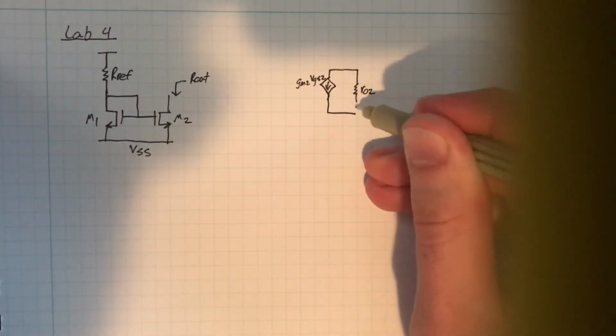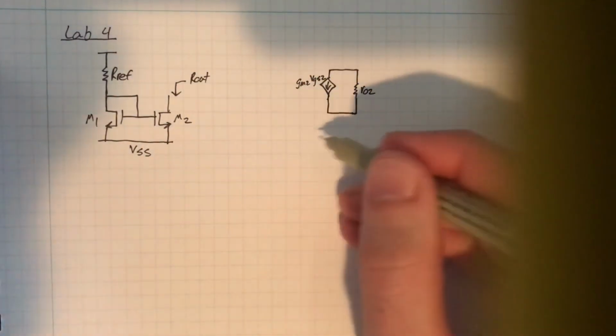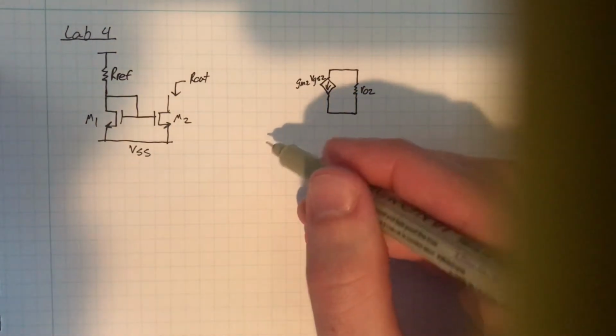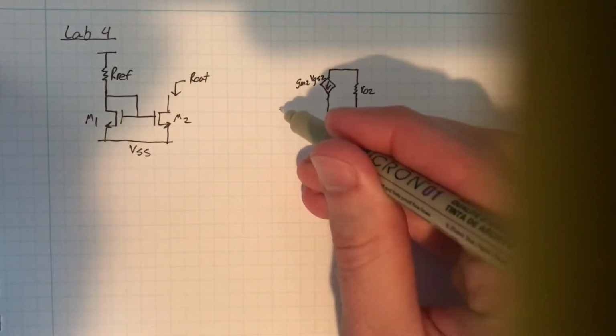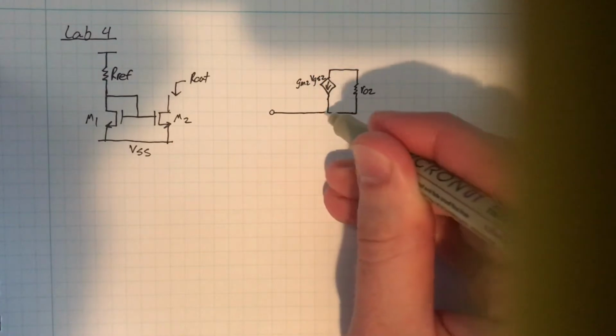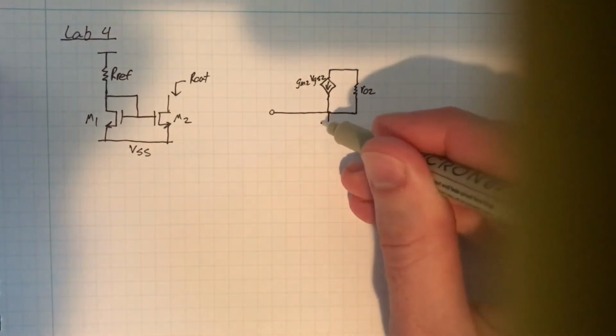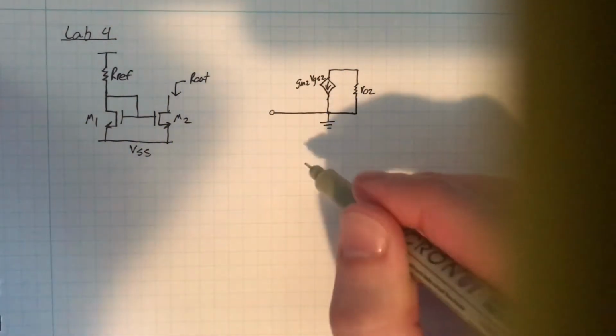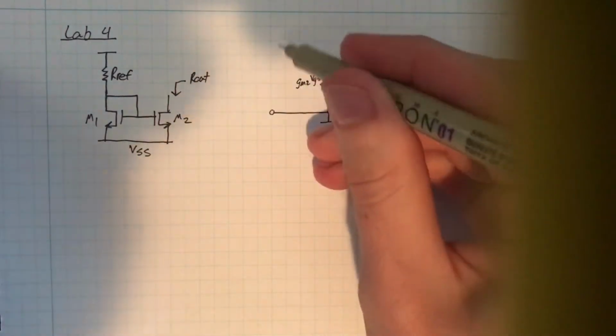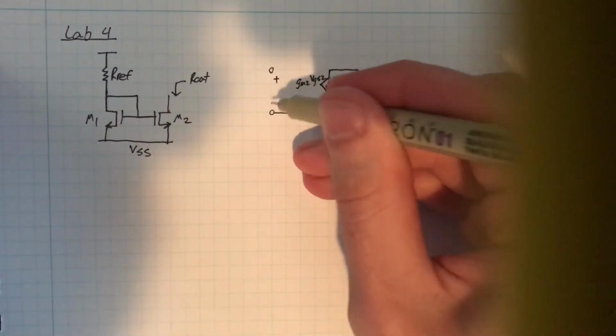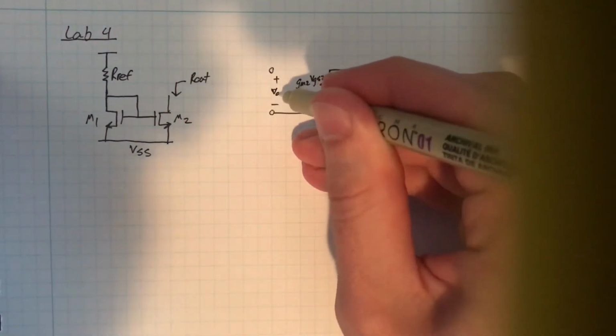Those two go together, and the gate voltage, this is the source, which is grounded. VSS is small signal ground. We've got plus or minus VGS2.